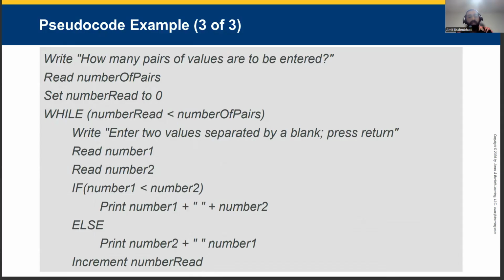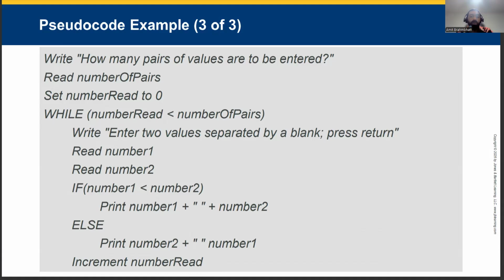Now, this final slide, the pseudocode is fully developed into a complete algorithm using a loop controlled by a counter. The program first asks how many pairs of values will be entered. It then sets a variable, number read, to 0. The loop continues while this counter is less than the total number of pairs requested.